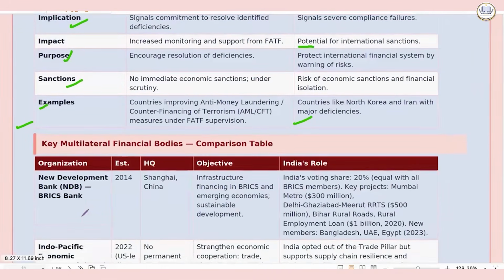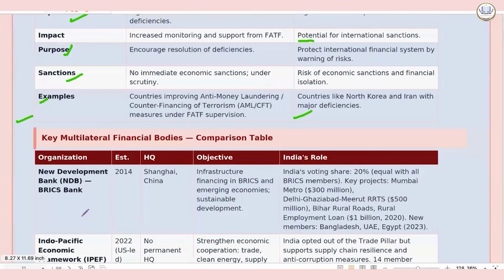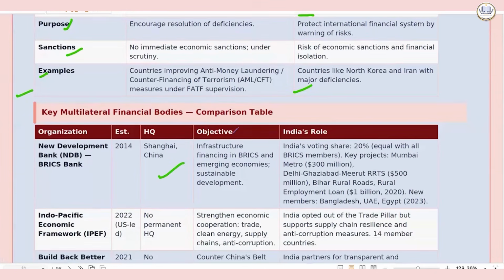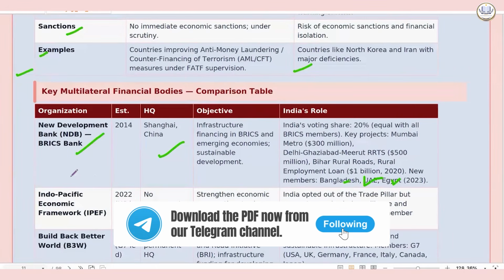Then we have key multilateral financial bodies. NDB, New Development Bank, or the BRICS bank, established in 2014. The headquarters is in Shanghai, China. The objective is infrastructure financing in BRICS and emerging economies and sustainable development. India's role: India's voting share is approximately 20%, equal with all BRICS members. Key projects: Mumbai Metro, $300 million they provided. Delhi Ghaziabad Meerut RRTS, Bihar rural roads, rural employment loans. New members are Bangladesh, UAE, Egypt in 2023.